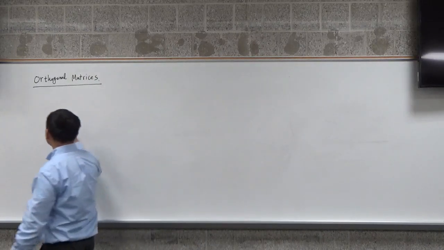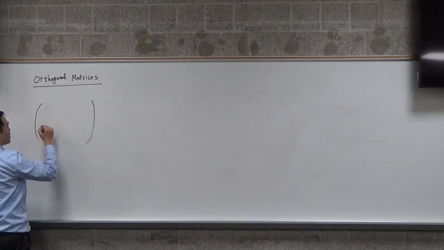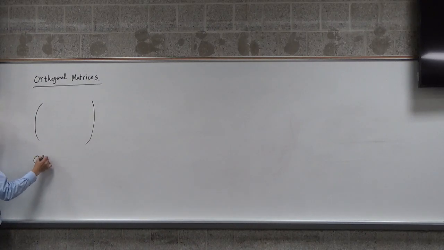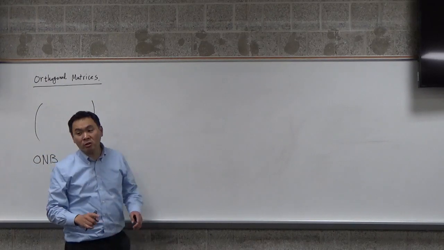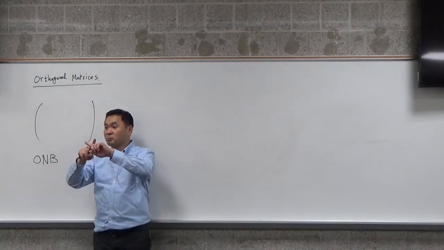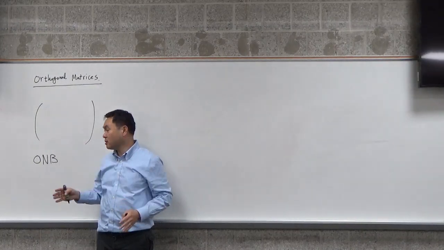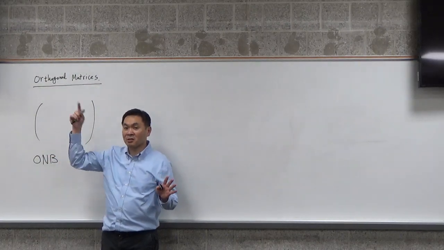Orthogonal matrices are matrices given by these orthonormal bases. Last time we finished off with ONB. This is O for orthogonal, N for normalized, B for basis. Orthogonal means that every element in this list is perpendicular to each other. Normal means their sizes are 1, and basis means that you have enough to represent anything in the vector space.